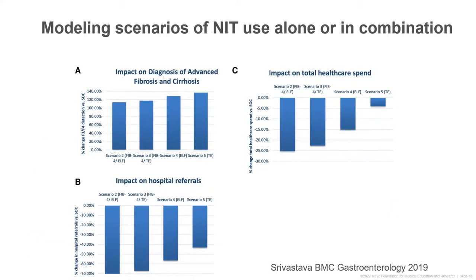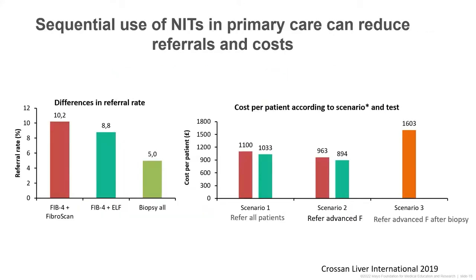What happens if we do FIB4 followed by ELF versus FIB4 followed by VCTE? Several studies looked at modeling, so Markov modeling scenarios. They're pretty much the same in impact on diagnosis of advanced fibrosis, healthcare expenditure, hospital referrals, and also differences in referral rates between FibroScan versus ELF as second NIT, not much difference. So the bottom line is, I think we dug enough to see which one should be first or last. I think the data is pretty clear.